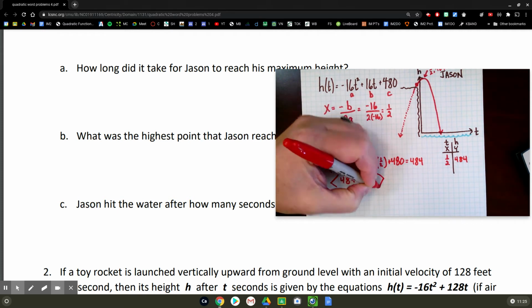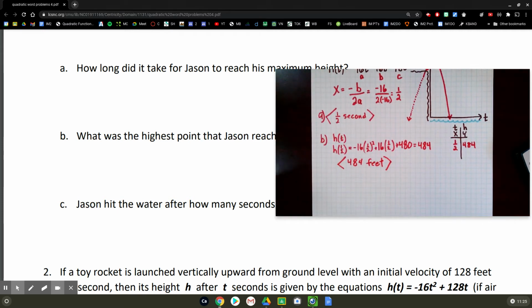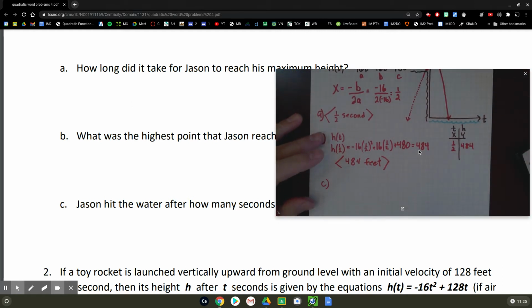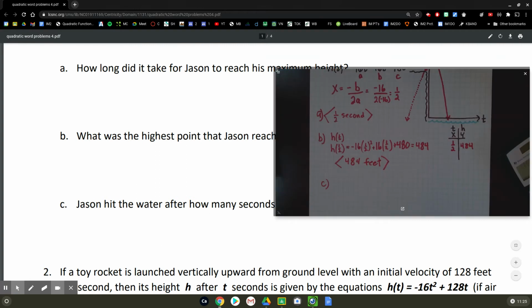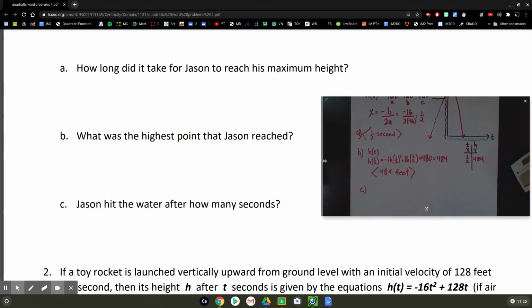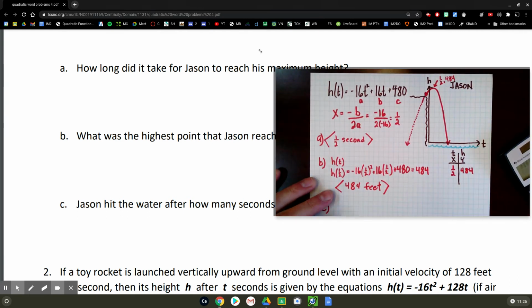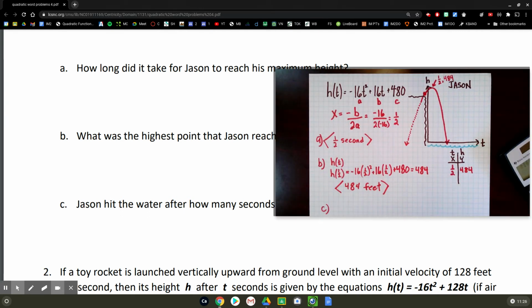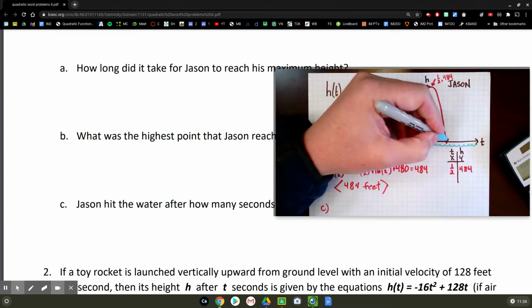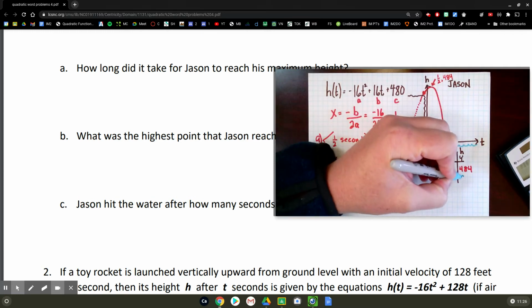That's the answer to part B. Part C of this projectile problem says: Jason hit the water after how many seconds? If you look at the graph, you're assuming that he's going to come down here and hit the water. His height will be at 0.